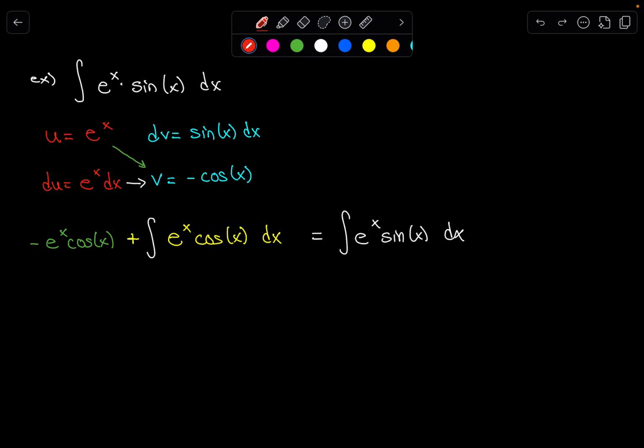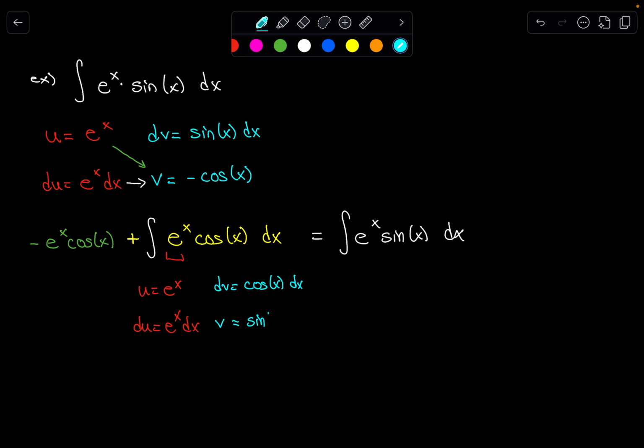Let's do one more. So at this step, let's pick u equals e to the x again. And so that's going to make du equal to e to the x dx. And I'm going to let my dv be equal to cosine of x dx. My integral of cosine is just going to be sine of x. And so we're going to do the same thing again. So we're going to get e to the x sine of x minus the integral of what we had before, so e to the x sine of x dx.